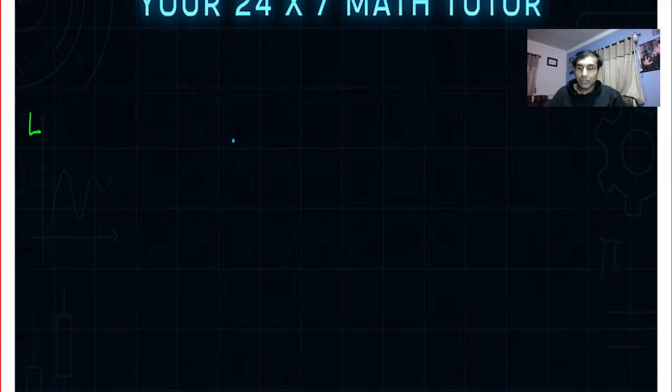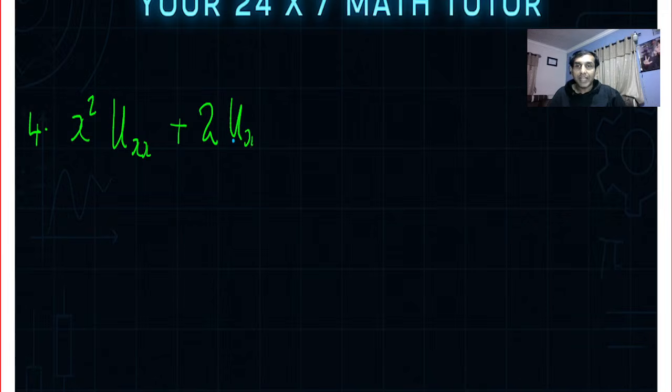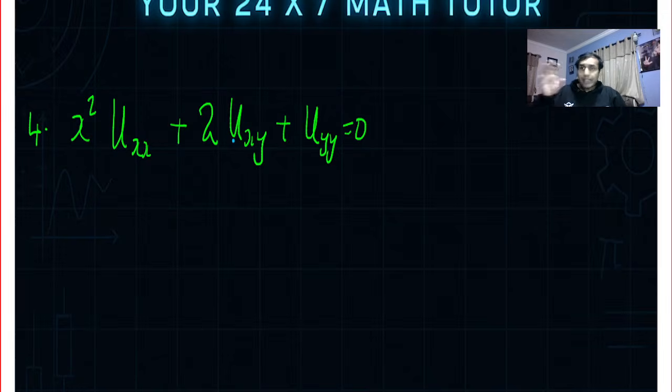Okay, now let's do some difficult questions in this. Write the next question. Classify the equation. Now I'm going to make your life a little bit difficult. Classify the equation x square into uxx plus 2uxy plus uyy equal to 0. The only difference is, to make the equation look colorful, I kept some variable.